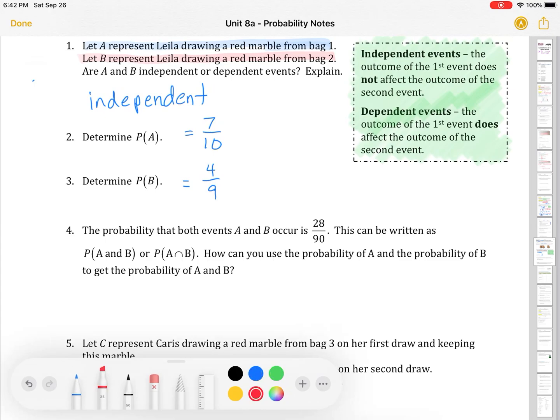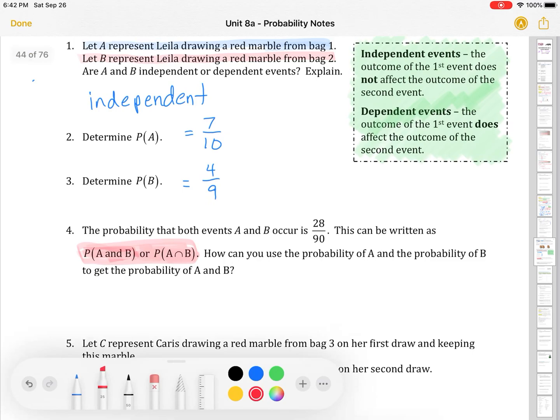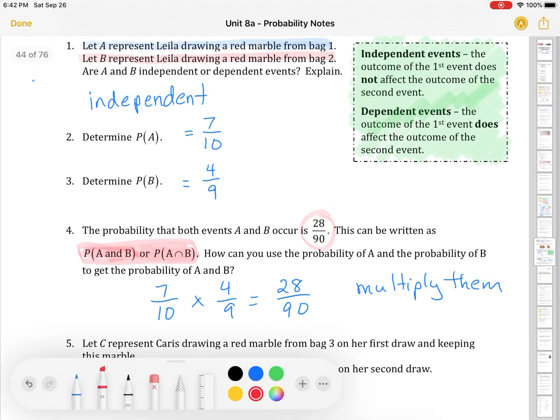Now, the probability that both events A and B occur is 28/90. And how do we get that? We get that by multiplying. We can write that as either P(A and B) or P(A ∩ B), remembering our set theory nomenclature as well. Now, how do we get that probability? Well, we take our 7/10, we times it by our 4/9, we get 28/90. We multiply them.